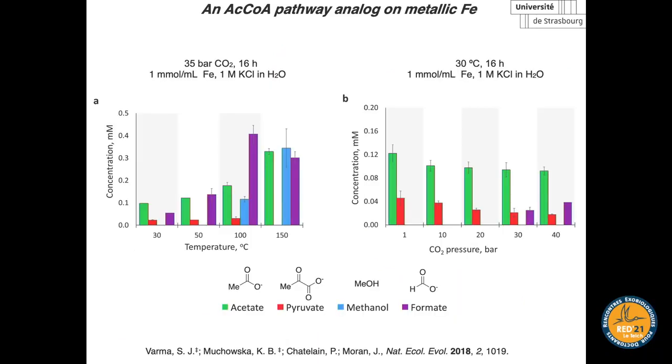We probed this chemistry a bit further, and we tested different temperatures, we tested different pressures, and just to cut this long story short, the important thing is that this chemistry is very robust. It can work even at 30 degrees Celsius and under 1 atmosphere of CO2. And in this case, you only obtain 2 products, acetate and pyruvate.